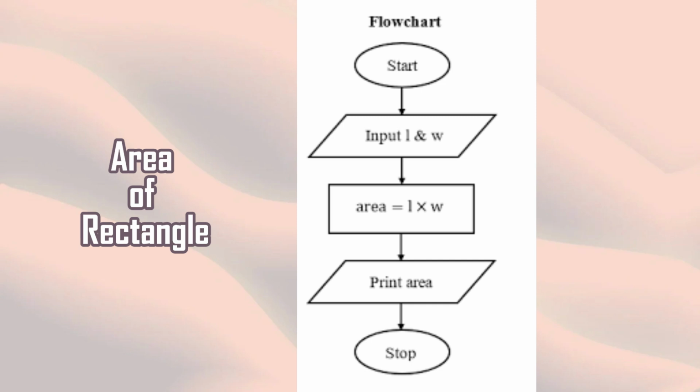And next we have to define how to find the area using a formula. We will use a formula which is length multiplied by width, which is shown in the rectangular box, also known as the processing box. And computation we have already discussed. And next, we will give the command print area, which is used again in an input parallelogram, and the program has been done and the stop command will be operated.